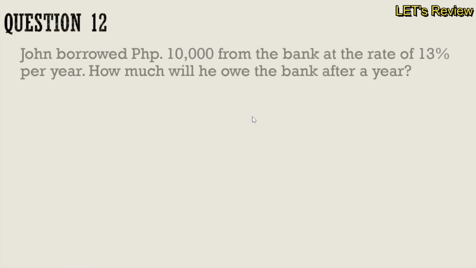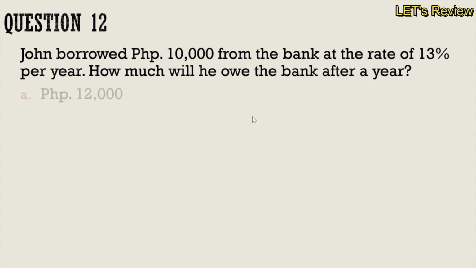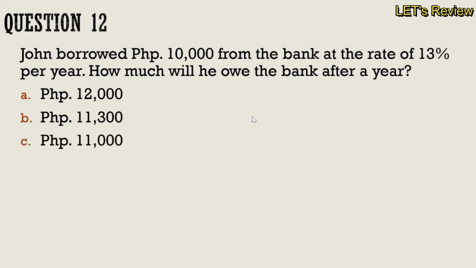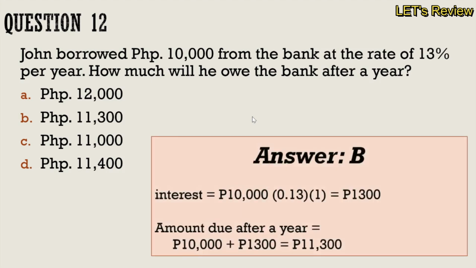Question 12. John borrowed 10,000 pesos from the bank at the rate of 13% per year. How much will he owe the bank after a year? A. 12,000 pesos, B. 11,300 pesos, C. 11,000 pesos, D. 11,400 pesos. The answer is B.